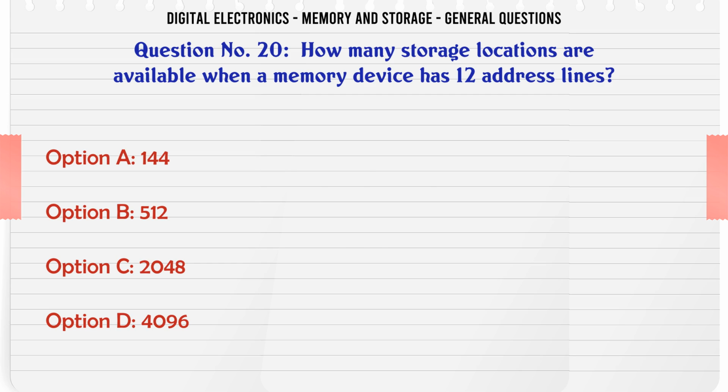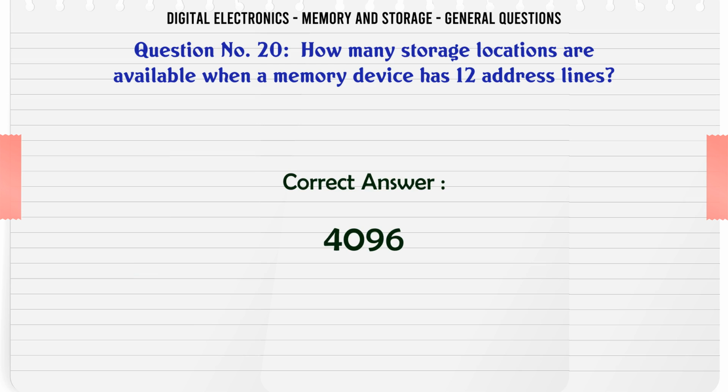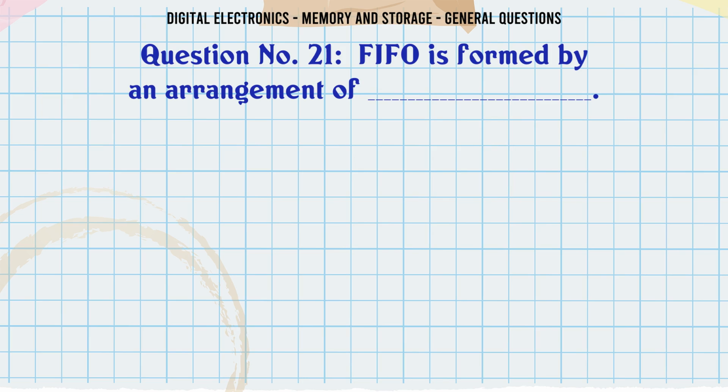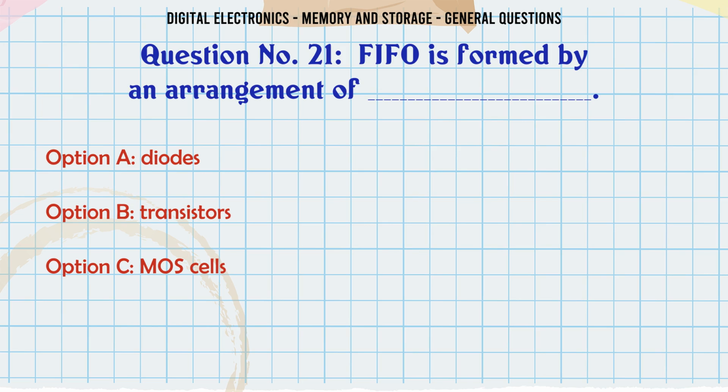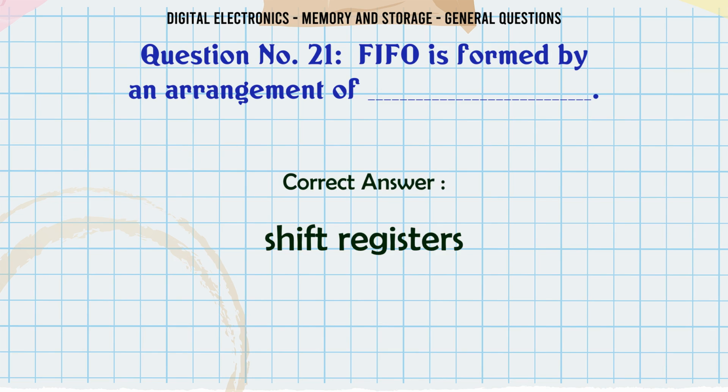4096. The correct answer is 4096. FIFO is formed by an arrangement of A. Diodes, B. transistors, C. MOS cells, D. shift registers. The correct answer is shift registers.